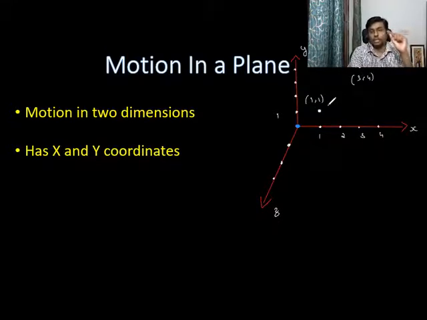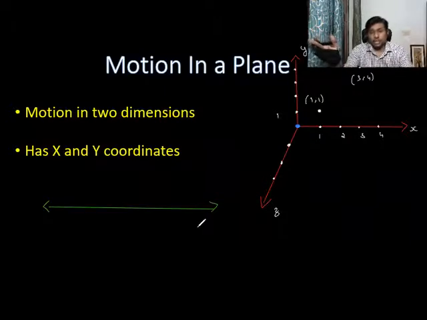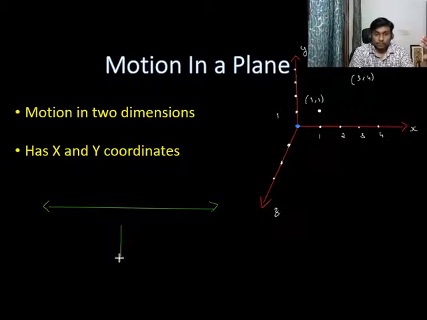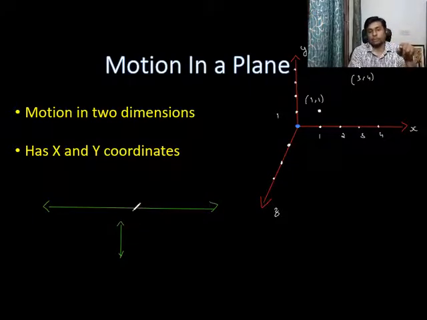Now this is a little different from motion in a straight line. In motion in a straight line, it was a very simple concept: the body can move left or right. Similarly, the body can move up and down, or it can come in or go out. But it cannot move left, right, and up and down together. That would not have happened in motion in a straight line. That facility is not available.